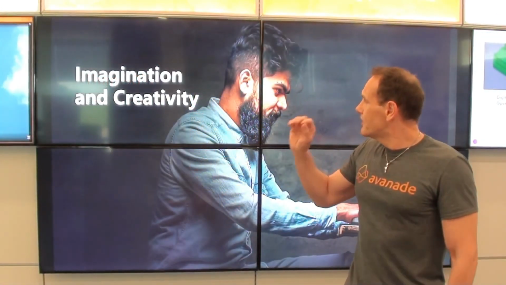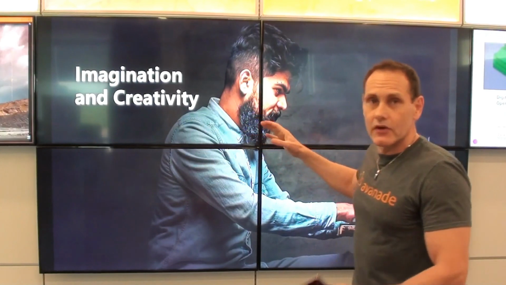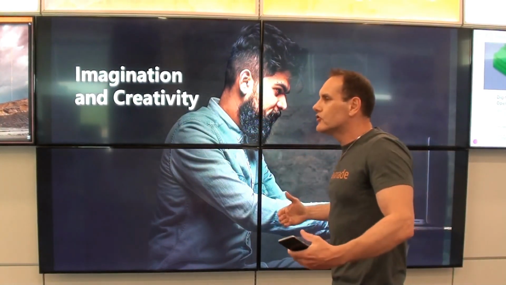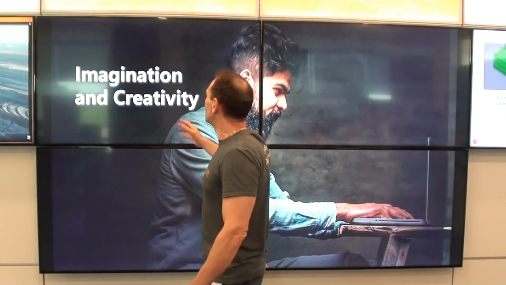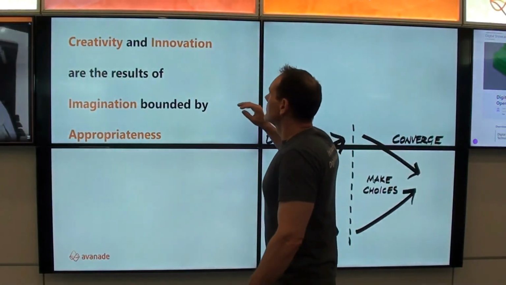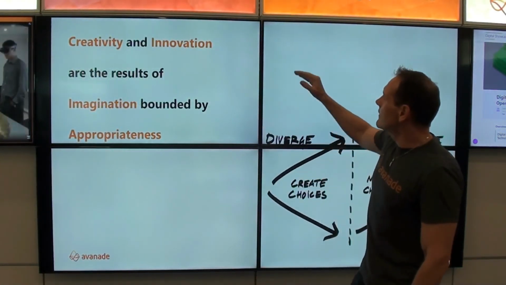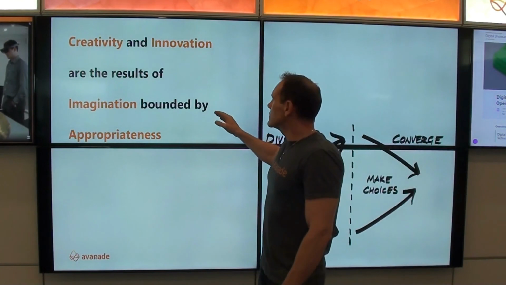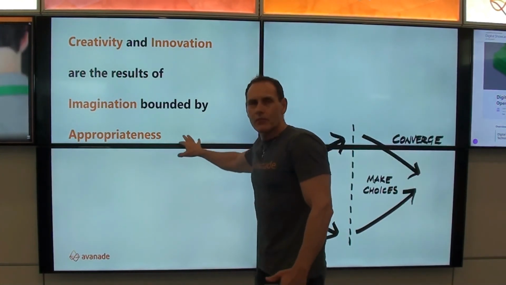I want to now talk a bit about imagination and creativity. Obviously, if we want to be innovative, we have to be imaginative and we have to be creative. We have to think of new things, right? Well, I want to introduce this concept. Creativity and innovation are the results of imagination bounded by appropriateness. What does that mean?